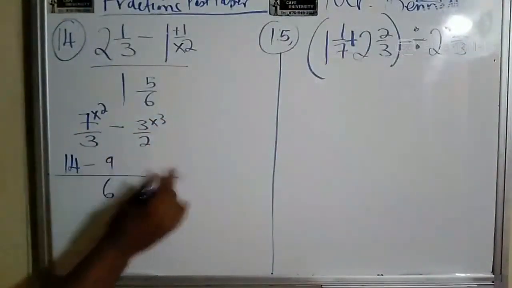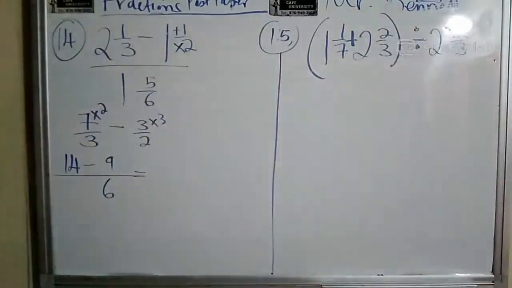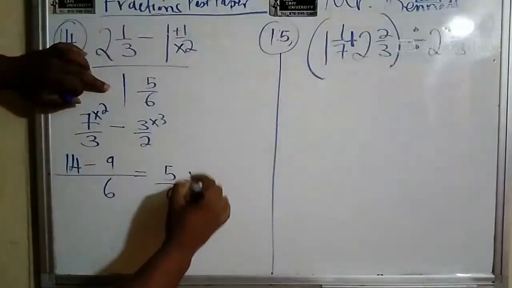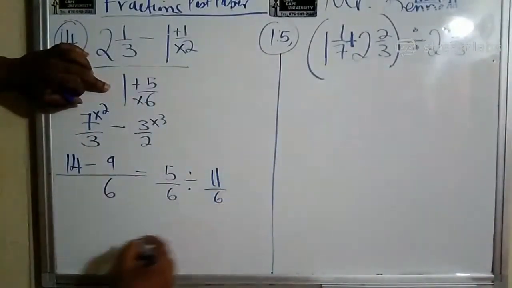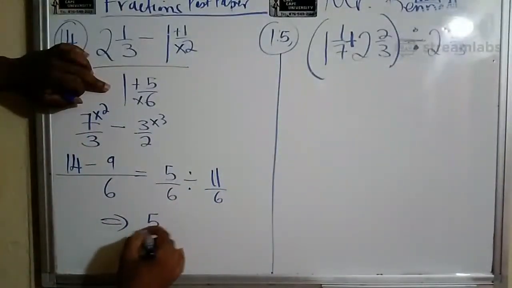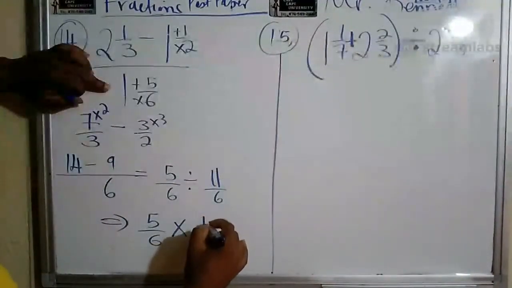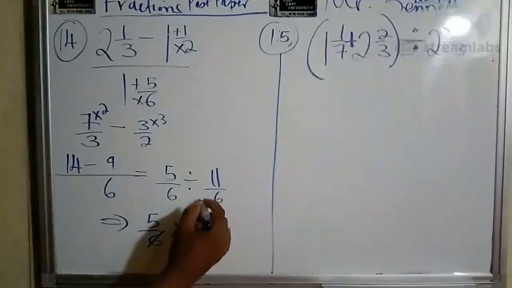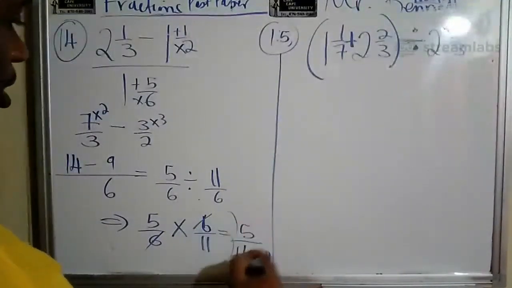So 3 3s are 9. We just make the space small because we're not going to go all the way over there. So 9 and 1 is 10, and that's 5 over 6, divided by 1 times 6 plus 5, that's 11 over 6. So now, remember the rule says we change to multiplication and we invert, so we get 6 over 11. So 6 into itself is 1, so we get 5 over 11, and that is our answer.